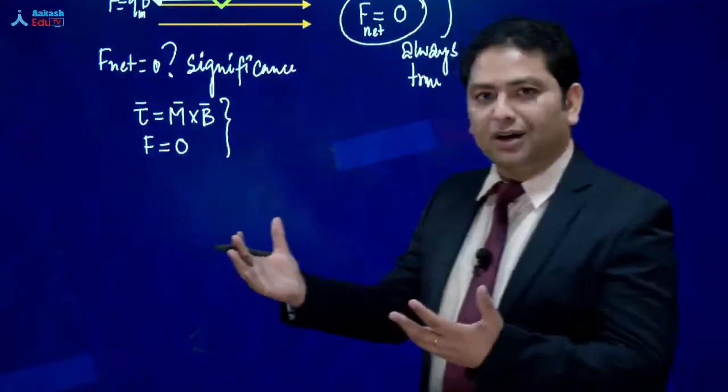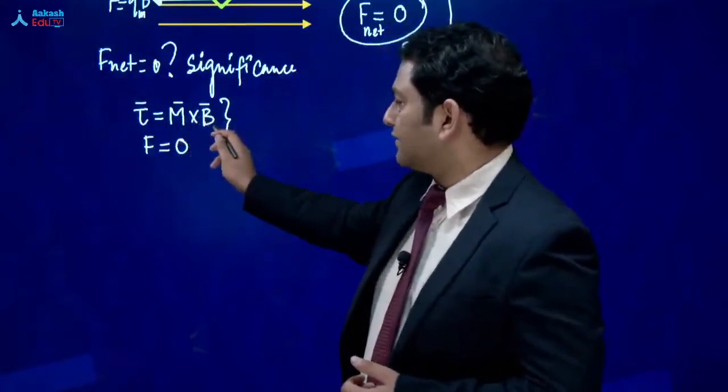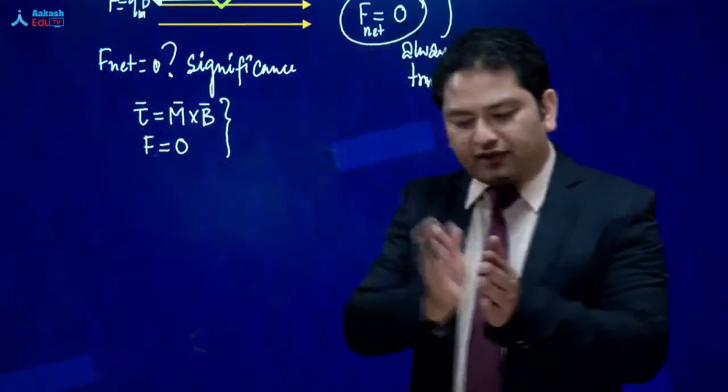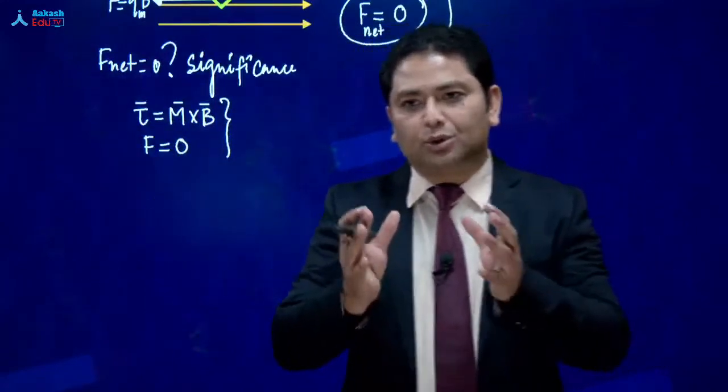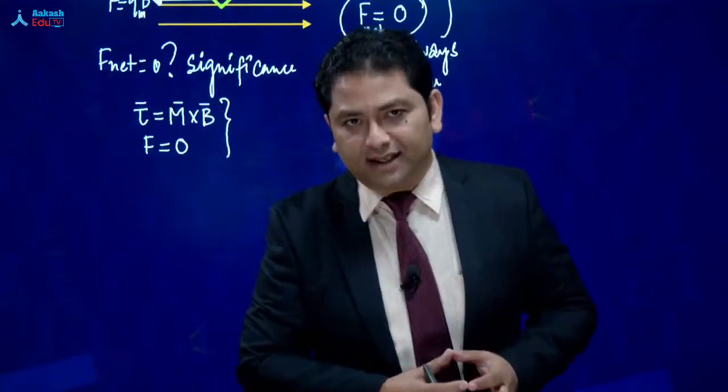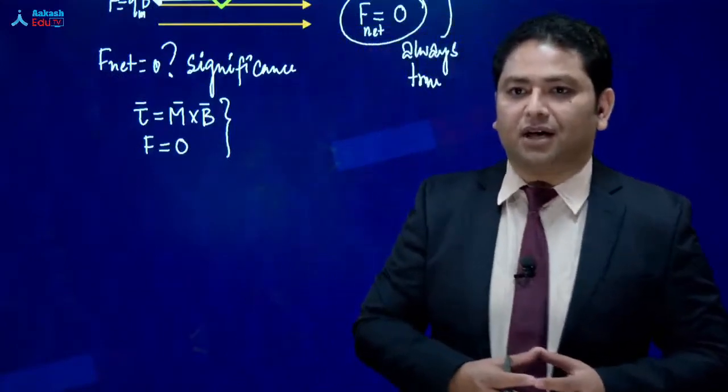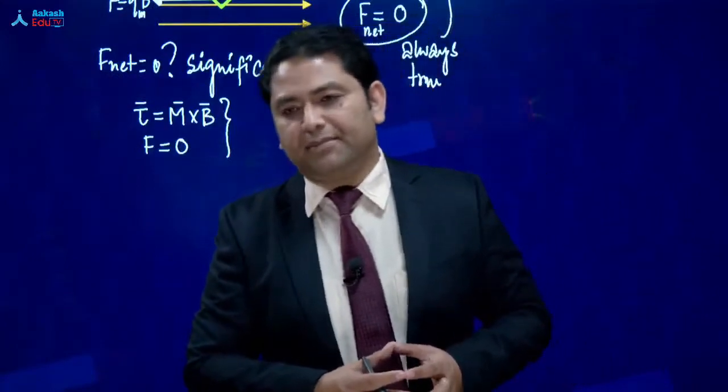And why not? Because this is a vector, this is a vector, this is a vector. So if I multiply two vectors, and the result is a vector, then between the two vectors there is a cross product involved. Arno says that torque is mB sine theta.